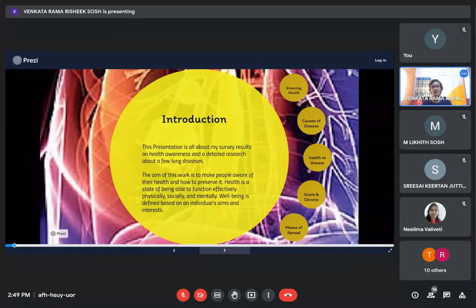So basically health is a state of being able to function effectively, physically, socially and mentally. And well-being is defined based on individual's aims and interests. So my favorite sport is cricket. So health to me is being able to perform well without getting hurt in cricket, and also not forming any enemies in school and being very friendly with everyone, and also being able to control my emotions and be happy in life.